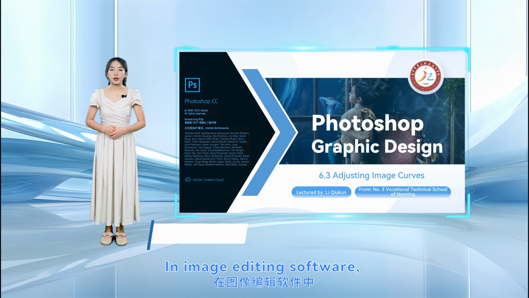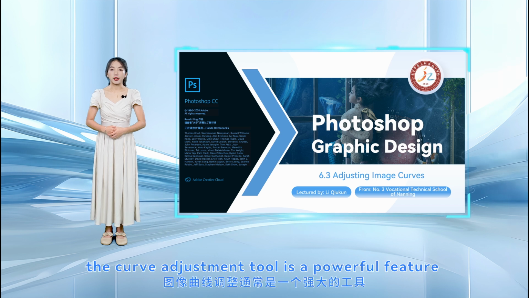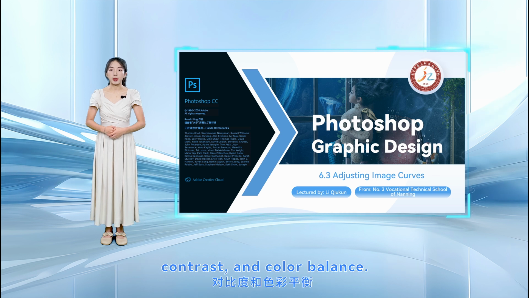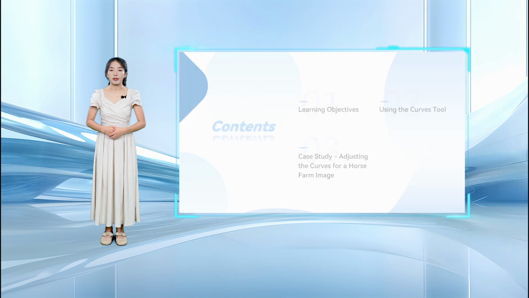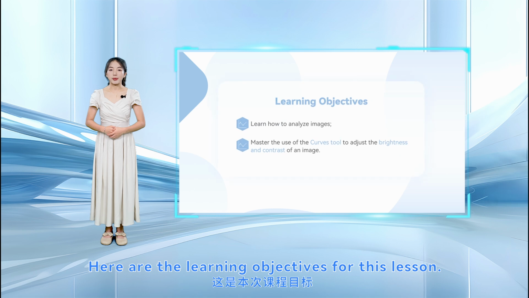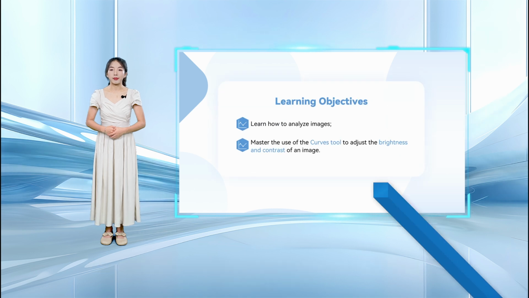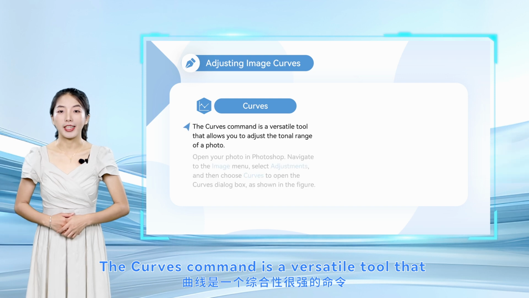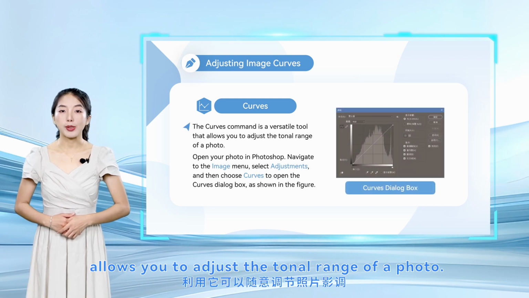In image editing software, the Curve Adjustment tool is a powerful feature used to finely control an image's brightness, contrast, and color balance. Here is the outline for this lesson. Here are the learning objectives for this lesson. The Curves command is a versatile tool that allows you to adjust the tonal range of a photo.